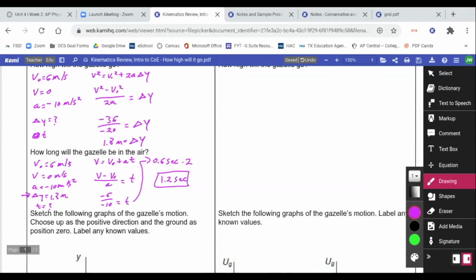See, we can remember kinematics. Wasn't so bad. All right. Then what about energy? Okay, we can do that.